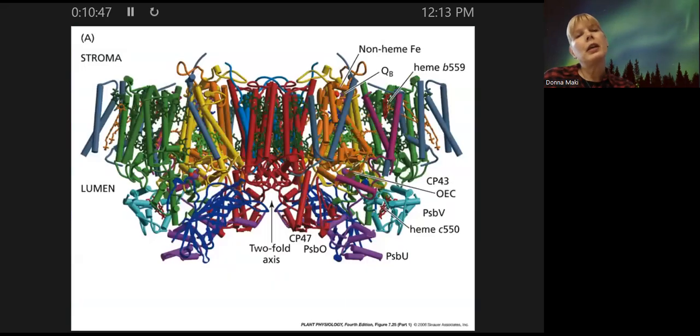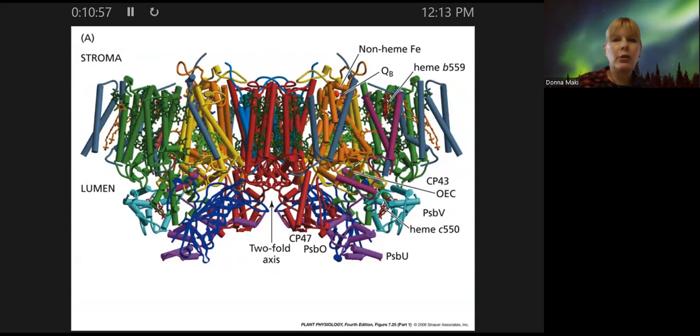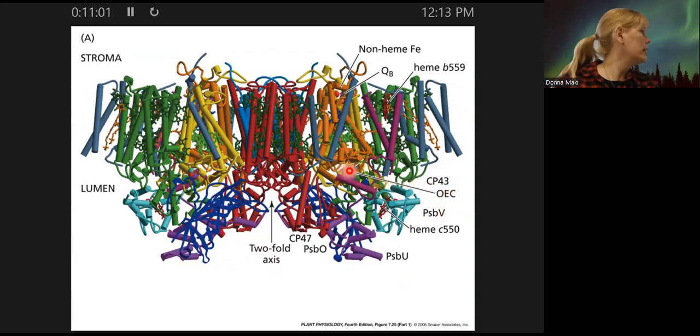So this is photosystem 2. And again, just trying to impress on you that it's a massive transmembrane complex. Let me point out over here, the OEC that you see off to the right and is pointing in this area. That's the oxygen evolving complex.